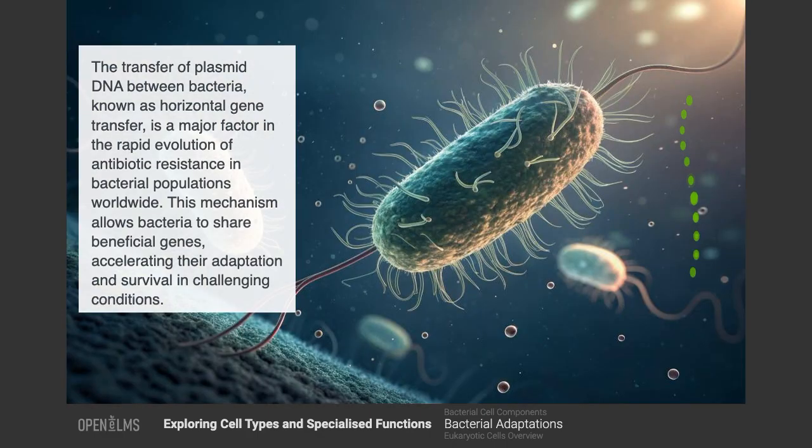The transfer of plasmid DNA between bacteria, known as horizontal gene transfer, is a major factor in the rapid evolution of antibiotic resistance in bacterial populations worldwide. This mechanism allows bacteria to share beneficial genes, accelerating their adaptation and survival in challenging conditions.